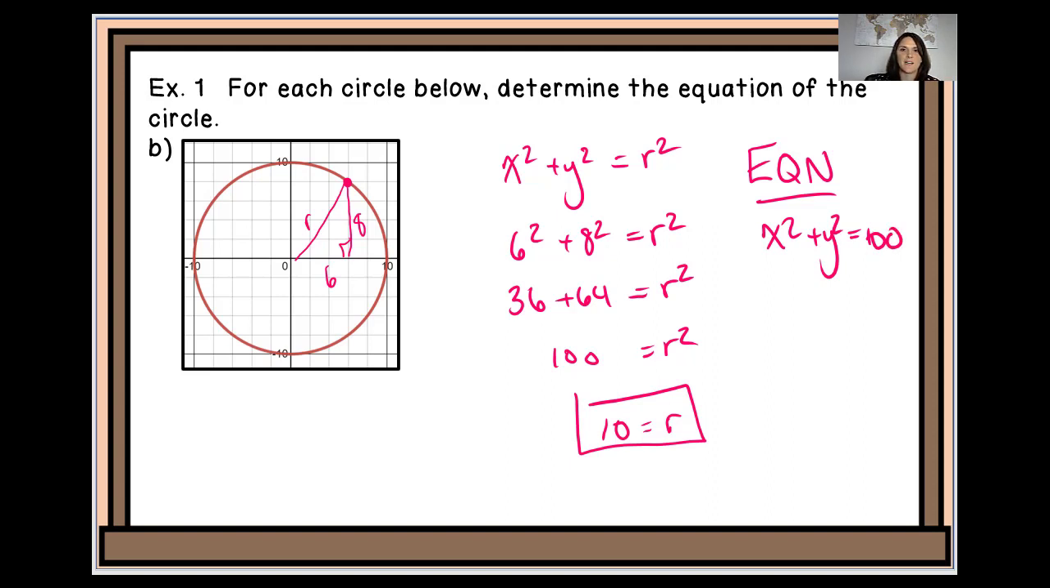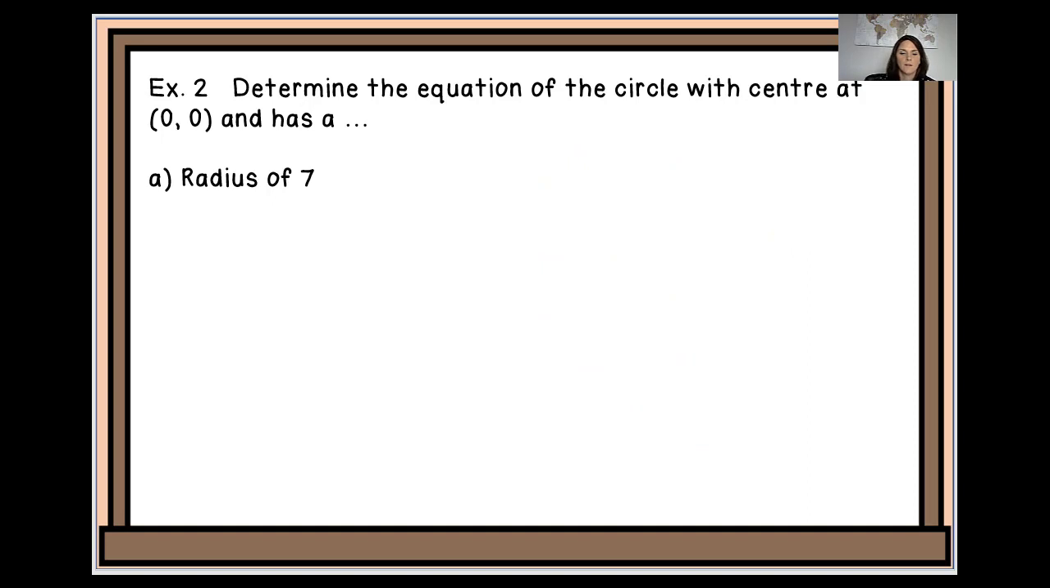Okay, let's look at our next example. Determine the equation of the circle with center at 0, 0, and it has a radius of 7. So x squared plus y squared is equal to 7 squared. So x squared plus y squared is equal to 49. Easy peasy, right?